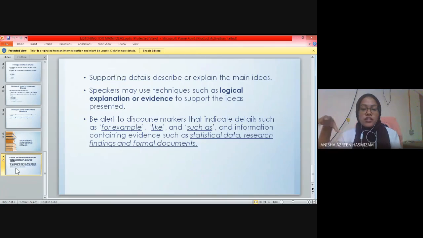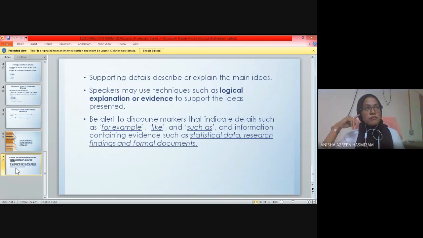Okay, information containing evidence pun boleh jadi juga. Contoh dia bagi statistics ke, data ke, research findings ke, formal documents ke. Okay, research done in 2019 shows that pandas are endangered in the world. Katakanlah, just like that. Okay, so that is a supporting detail.